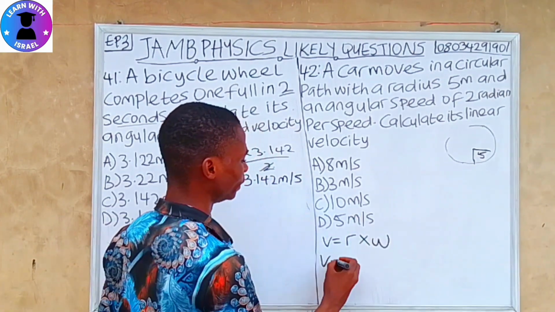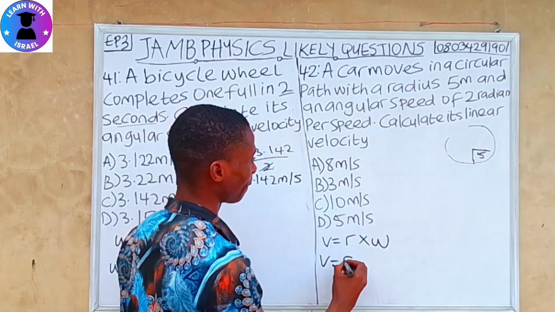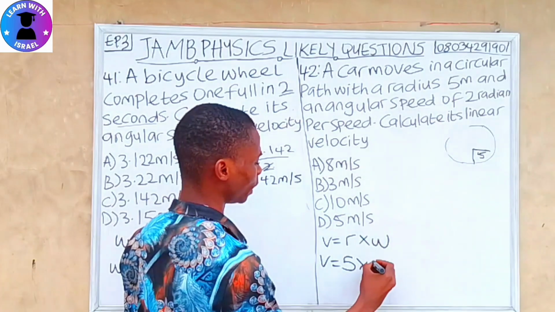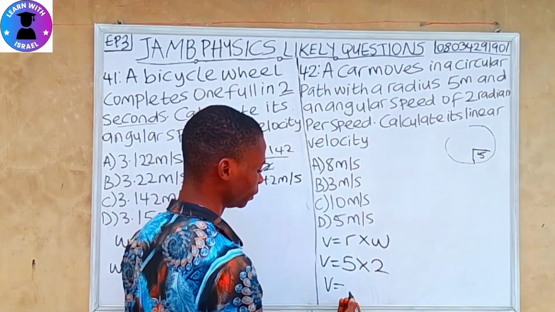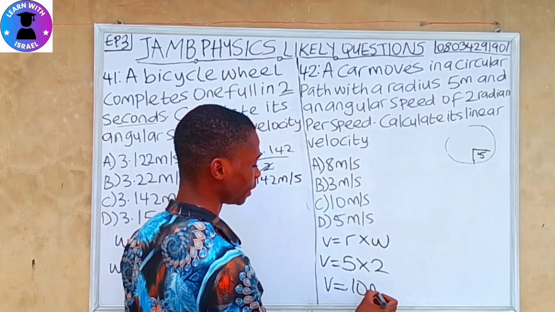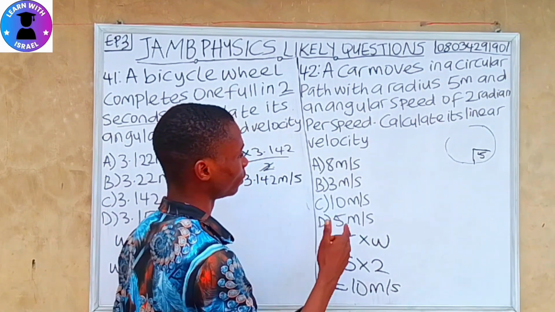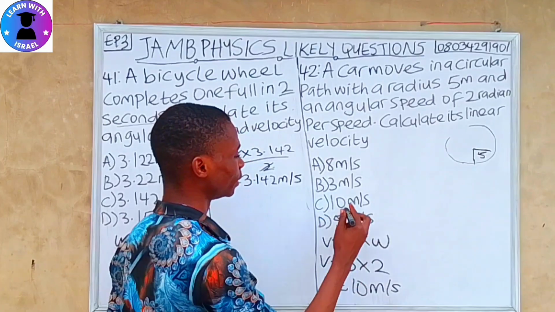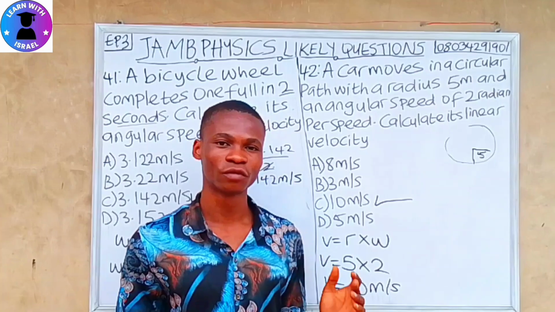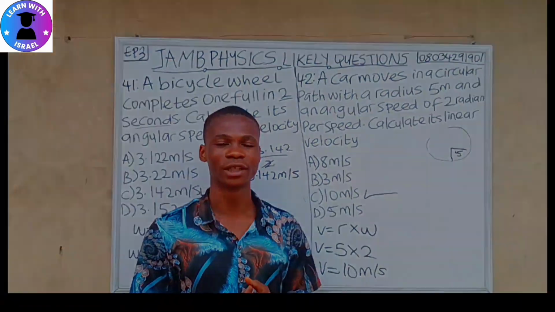So what is our radius? Our radius is 5 meters, multiplied by our angular speed of 2 radians. So our velocity equals 5 multiplied by 2, which is 10 meters per second. Don't forget the unit. If you check our options, you can find it in option C. 10 meters per second is the correct answer. Simple as ABC. Once you know the formula, just input it and get your answer. So let's move to the next one.